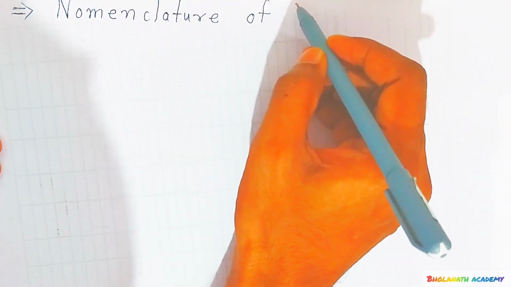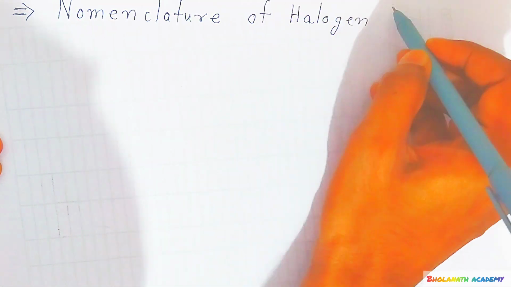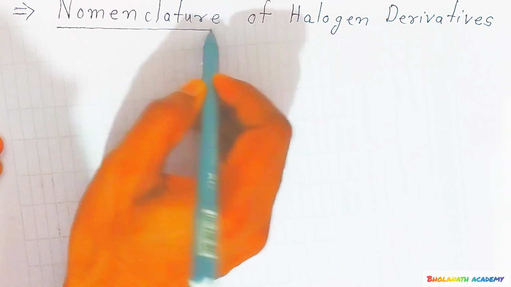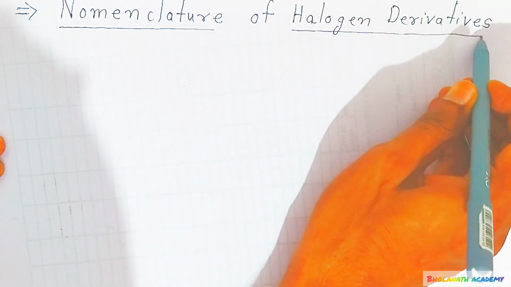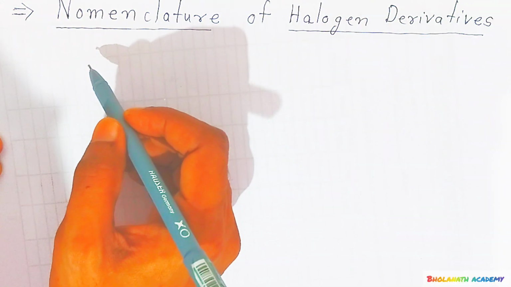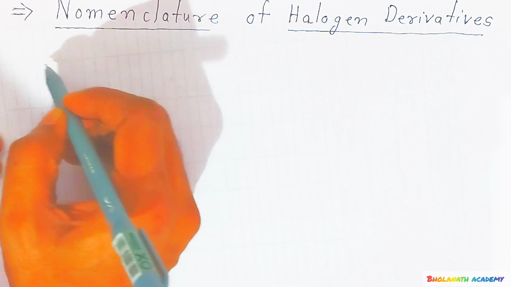In this video students, we are going to see the nomenclature of halogen derivatives. First we are going to see the nomenclature of halogen derivatives of alkanes.